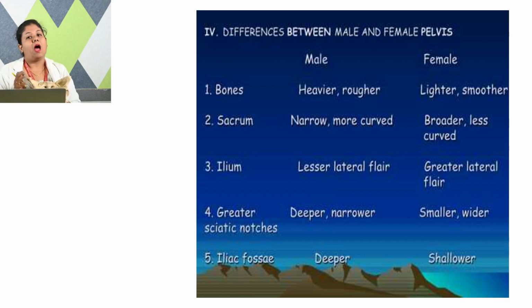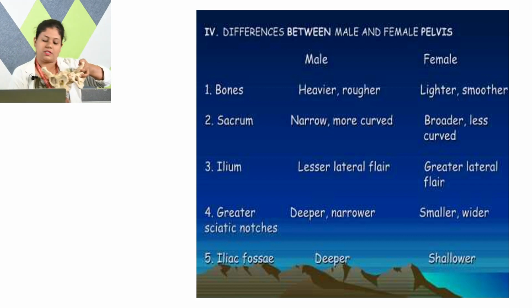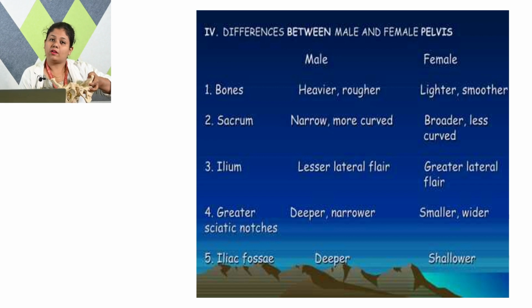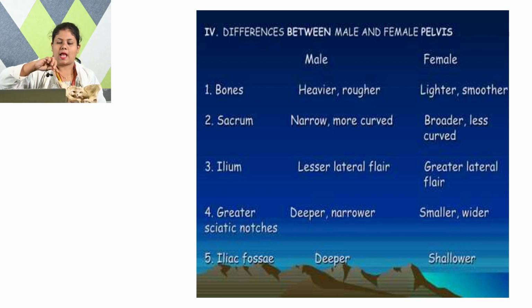Now sacrum. How is the sacrum in the male? So this is the part called the sacrum. We can see over here. So this is the sacrum, and the sacrum in the male is narrow and more curved, whereas in the female it is broad and has less curve. And next coming to the ilium. So this part is called the ilium.